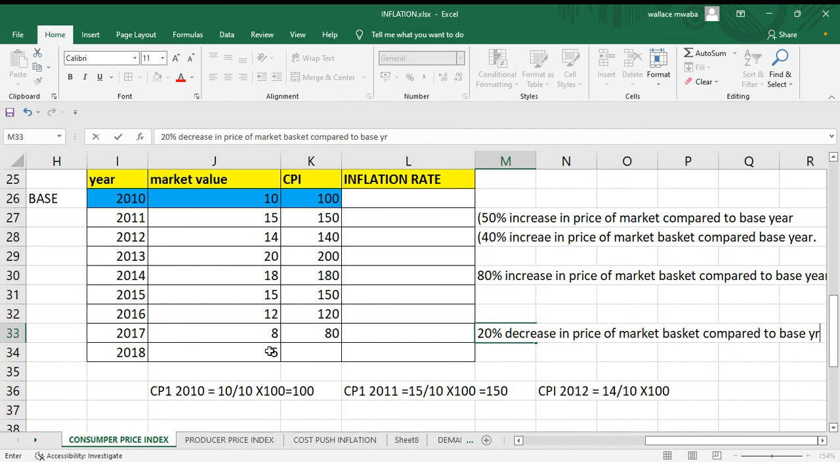Even here, 5 divided by 10, 0.5. 0.5 times 100, we get 50. And so here there's been a 50 minus 100, negative 50. So a 50% decrease in price of market basket compared to base year.